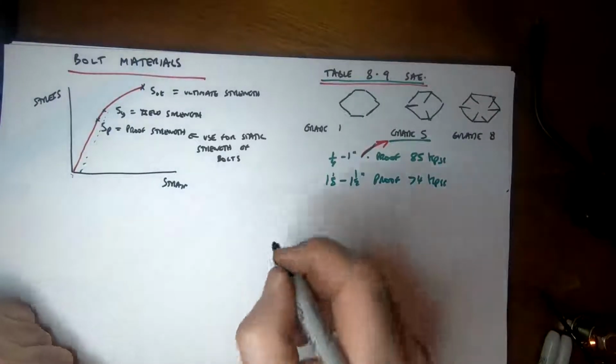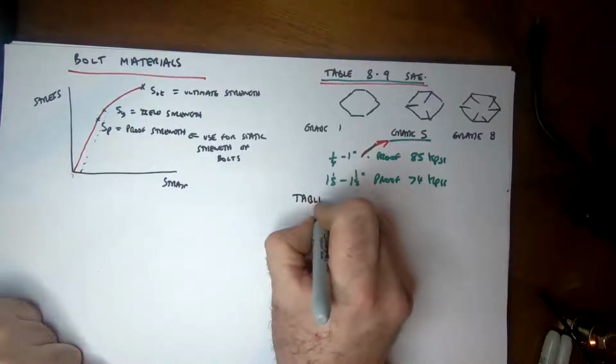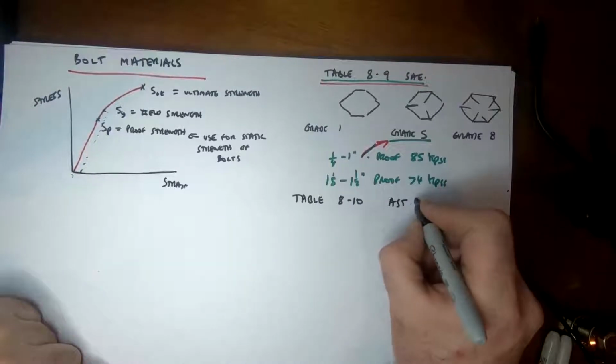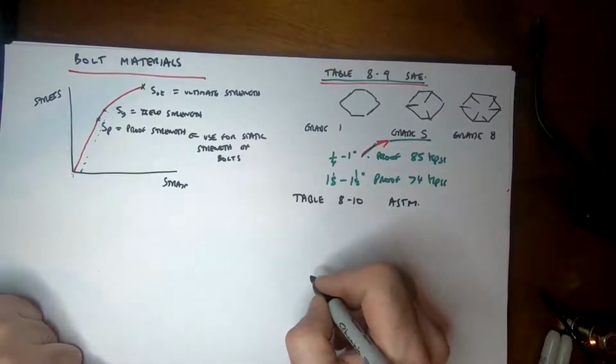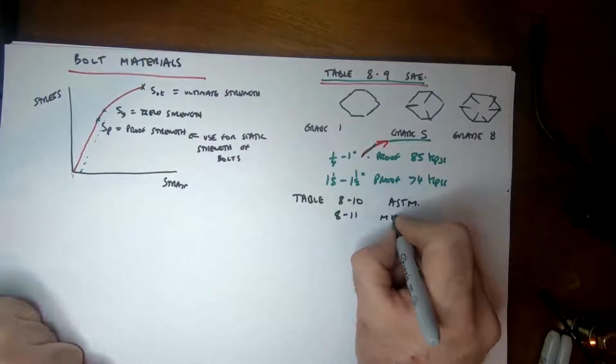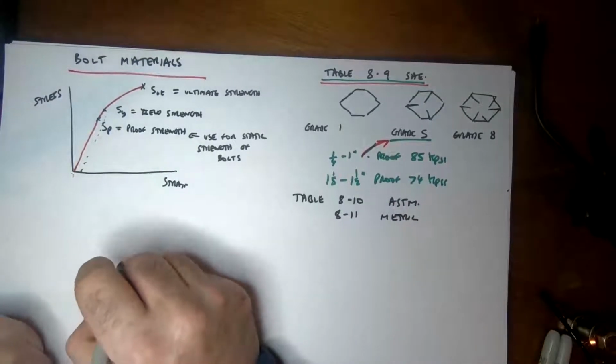Table 8.10, and there's copies of this I think in the lecture notes, gives you the American Society for Testing and Materials bolt specifications, and then table 8.11 gives you the metric equivalent to those 2 tables.